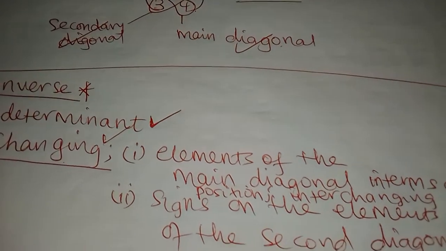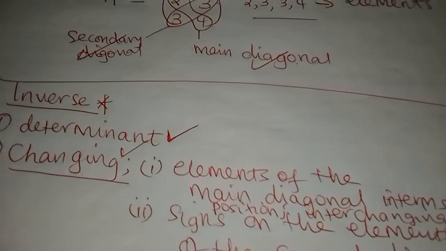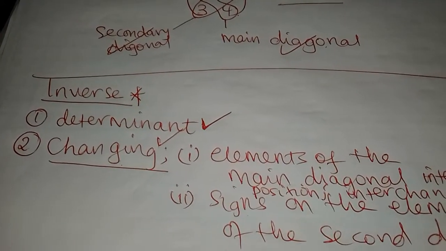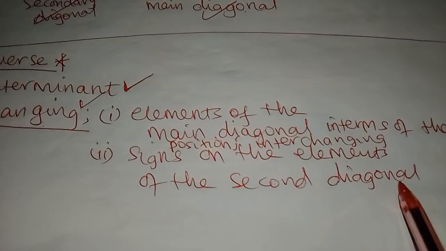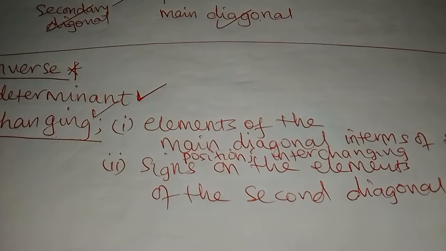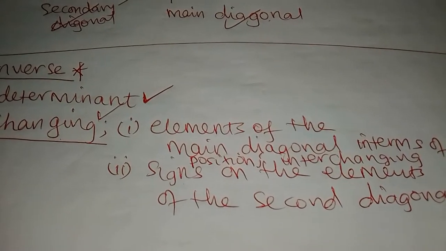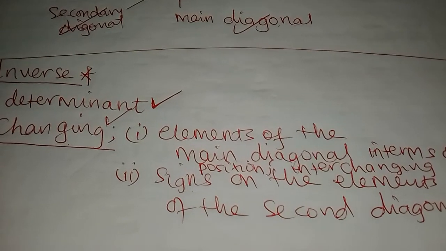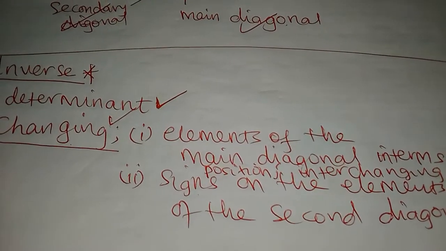Interchanging. So they change their positions. They actually swap, you see. Then number 2, you also change the signs on the elements of the second diagonal. So if all the signs are positive, they end up becoming negative. And if they are all negative, they end up becoming positive. And if one is negative, it becomes positive, and when the other one is positive, it becomes negative. That's what you're supposed to note.